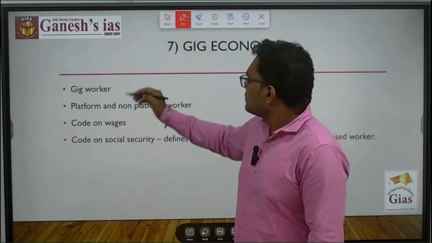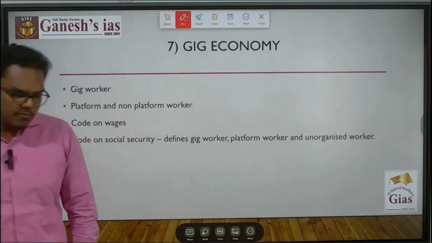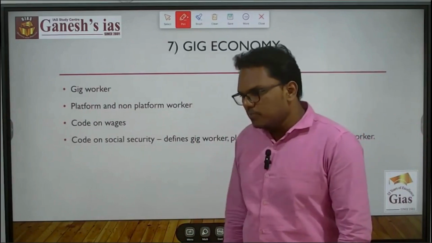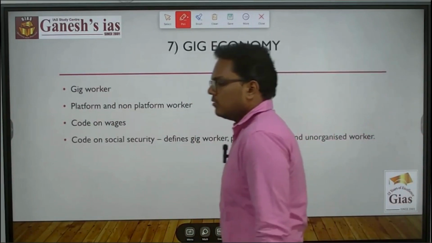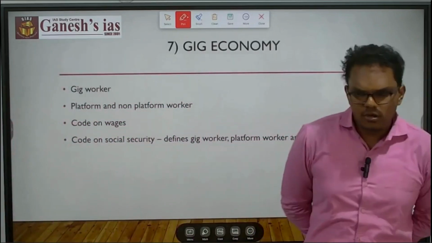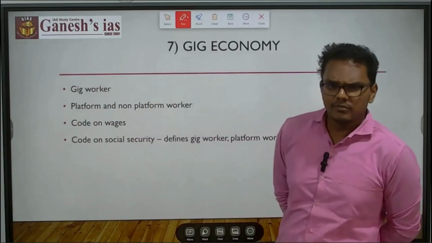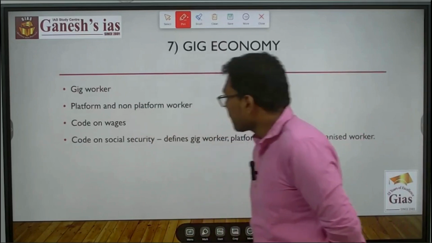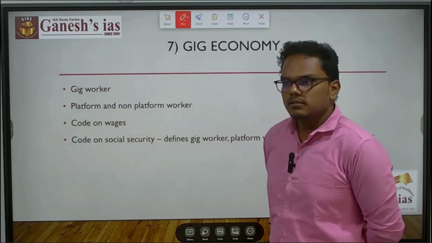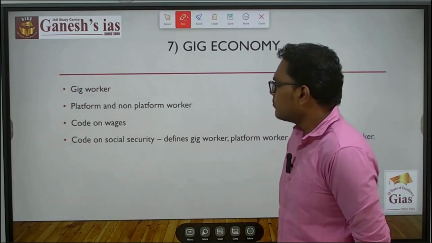See, basically, your gig economy is quite different from the traditional employee-employer relationship, where the employer is not obliged to give a guaranteed job or employment to the employee. So it's not based on a long-term contract. It's a very short-term contract. So a gig worker is the one who becomes a part of the gig economy, who gets into short-term relationships with the employer. And then you need to know about the platform and non-platform worker.